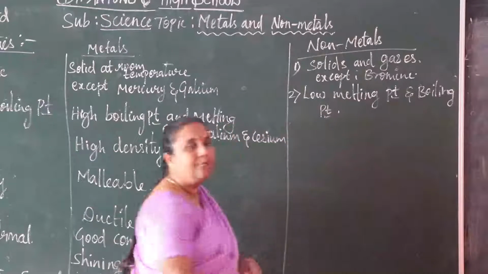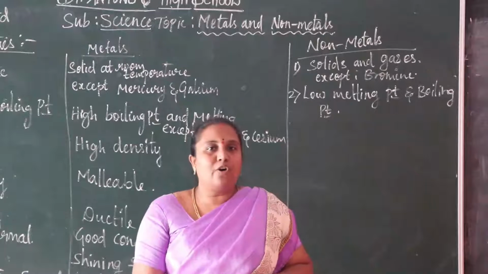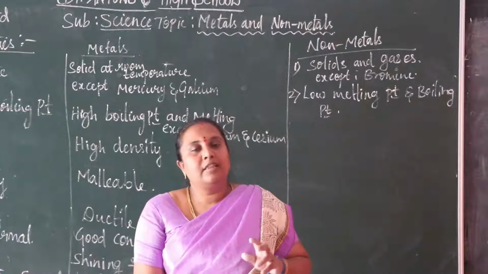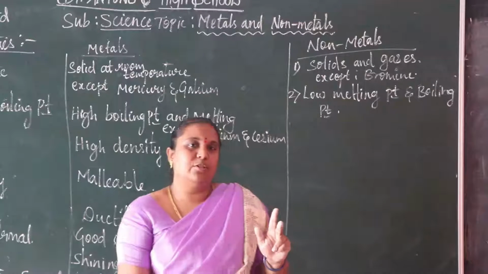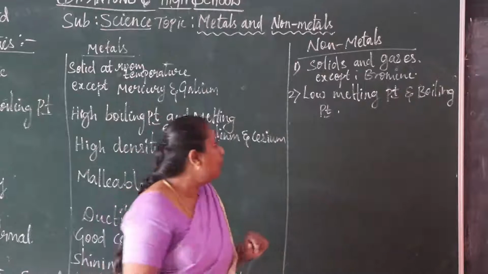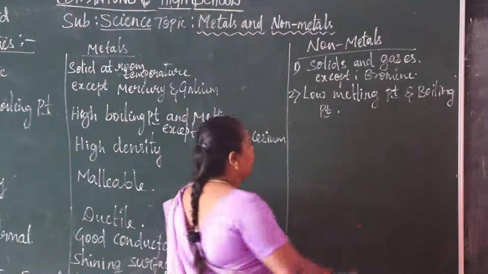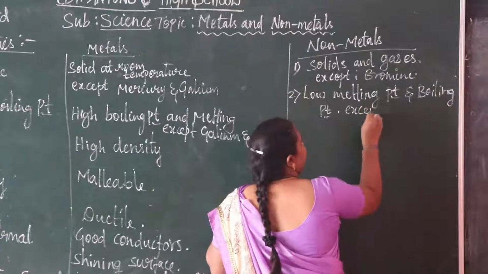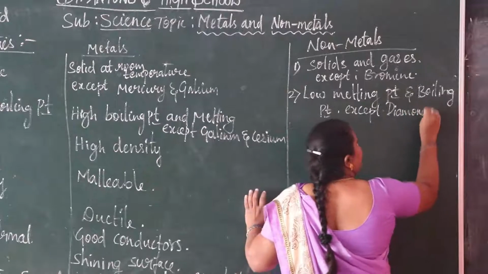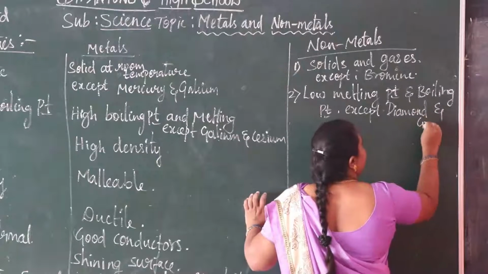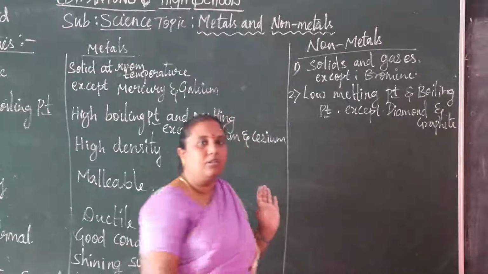But here also we have exceptional non-metals. What are the exceptional non-metals? The allotropes of carbon. What are the allotropes of carbon? Diamond and graphite, which are hard in nature. These are the hard non-metals, so they have high boiling and melting points, except diamond and graphite.